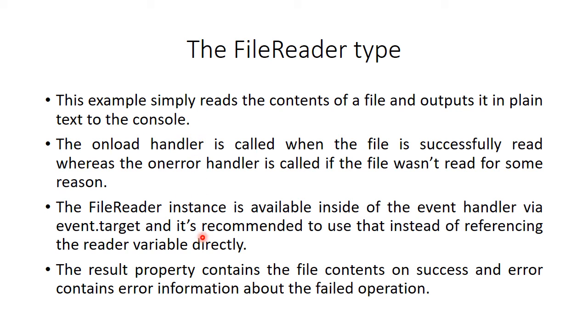So this is the explanation of the previous example. It simply reads the contents of the file and outputs it in plain text to the console. The onload handler is called when the file is successfully read, whereas the onError handler is called if the file was not read for some reason. You can scroll back and see we have mentioned reader.onload. That means once the file has been read successfully, it will be handled by the onload function. If there was an error, it will be handled by onError. Then all those things you can read and understand.